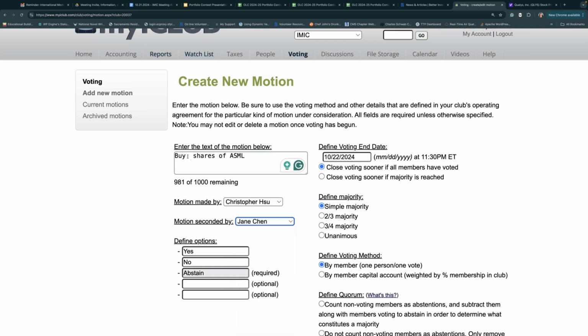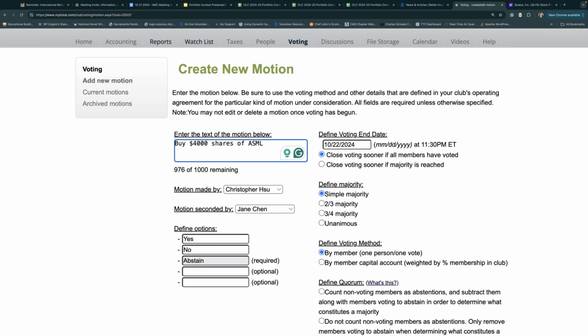Give me a few minutes and I'll work that out. I think it needs to be $4,000 to hit 5%. About 4,000 more, a little bit less than that. Show us your math, Chris. Well, right now our total portfolio is 96K, and then we have 1.4K of ASML, so it's about 4K. Okay. Maybe about 5 shares.